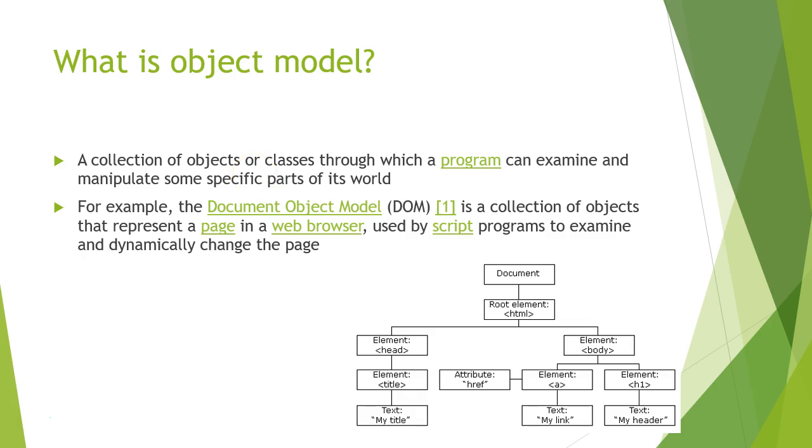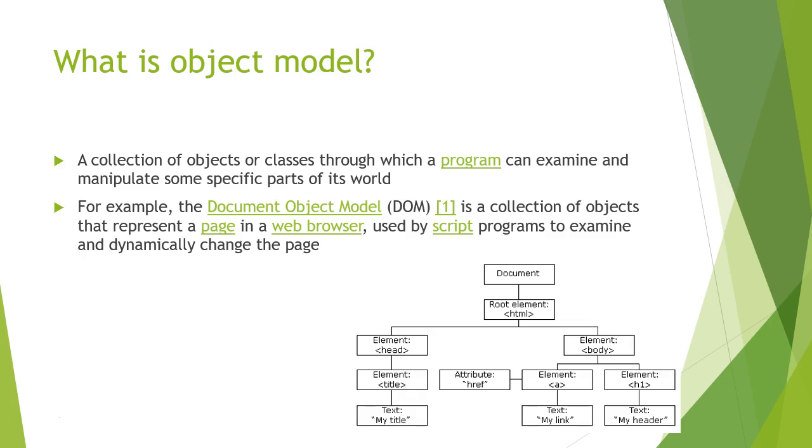First of all, what is an object model? Technically, a collection of objects or classes through which a program can examine and manipulate some parts of its world. For example, in the real world, you have the fruits family, and then you have the vegetable family, and within the fruits we have apple object, and then pomegranate, avocado, or within the vegetables we have tomato, etc.